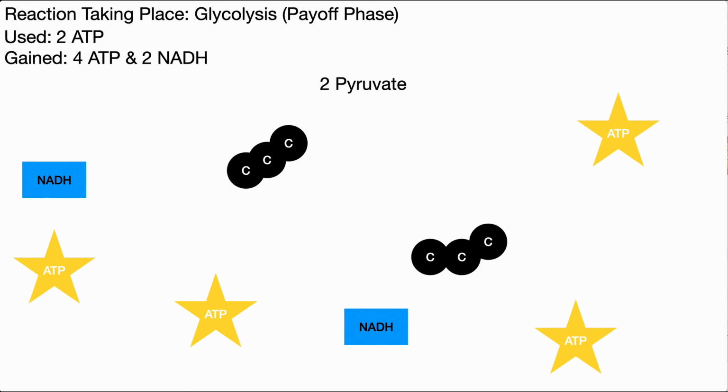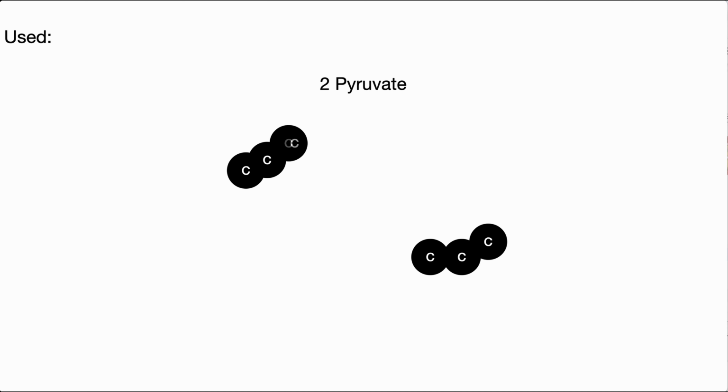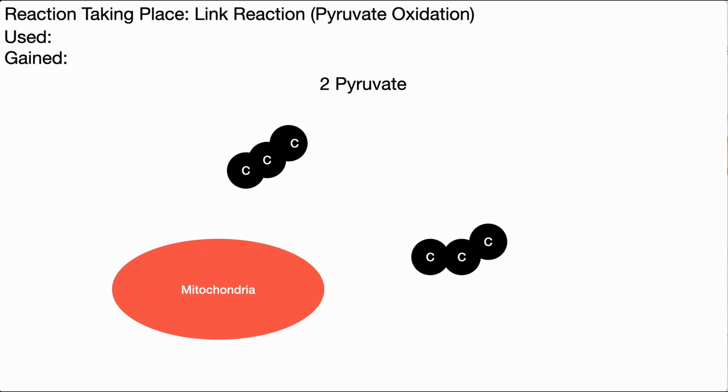This is what we call the payoff phase, because in the investment phase, we use 2 ATP, but in the payoff phase, we gain 2 ATPs net, of course, and then we get 2 NADHs, right? And we're left with pyruvate. This is an oxidized form of G3P, by the way.